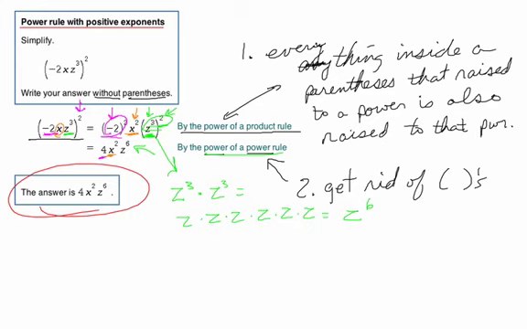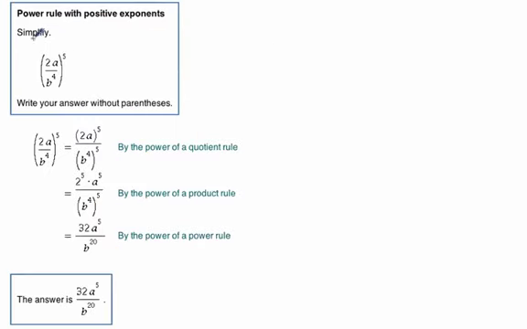Let's look at a little more challenging example. Here we've got a fraction. All right, no worries. We're going to do the same thing. We're going to take it by steps. First thing we want to do is notice that the whole fraction's inside a parentheses. So this whole fraction gets raised to the fifth power. In other words, each of those little parts inside gets raised to the fifth power. So this power of a quotient rule says we can take this big parentheses and break it up into two small parentheses, the top and the bottom, the numerator and denominator.